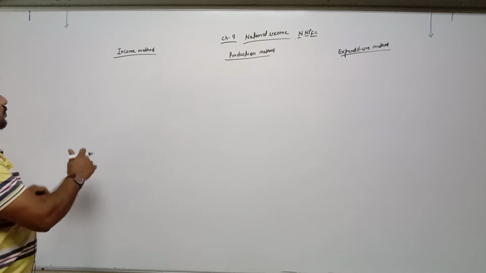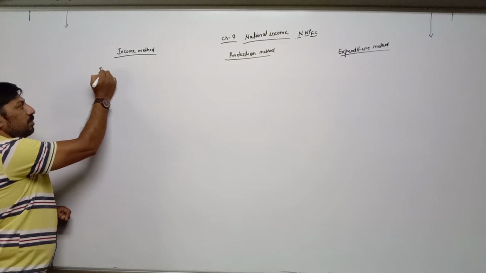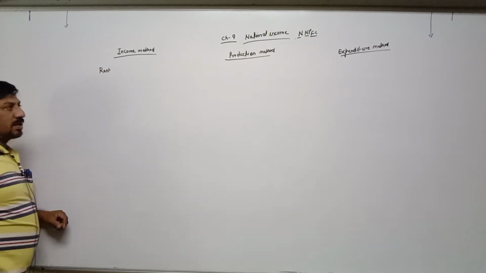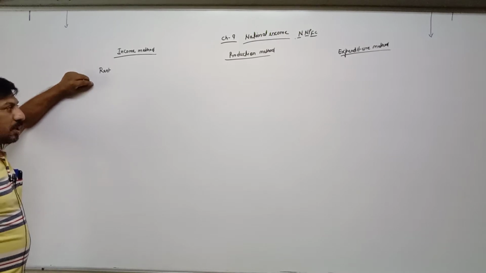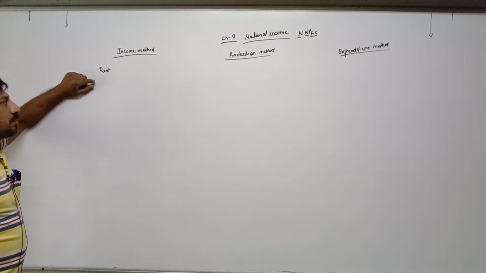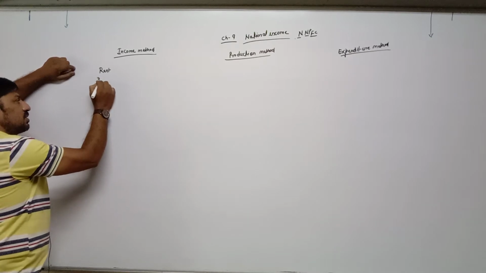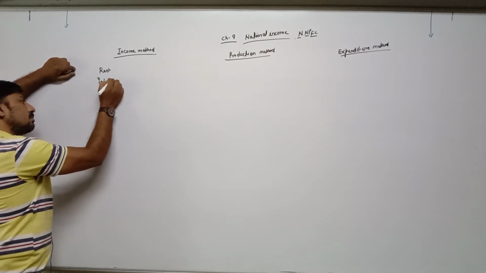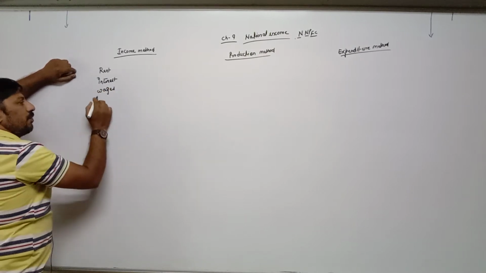Now, in the income method, which items are we including? One is rent, meaning all types of factor income. Factor income means the amount which we are paying to different factors of production: land, labor, capital, entrepreneur. Whatever amount we are paying to these factors of production against their services, that is called factor income. So rent. Second one is interest. Third one is wages.